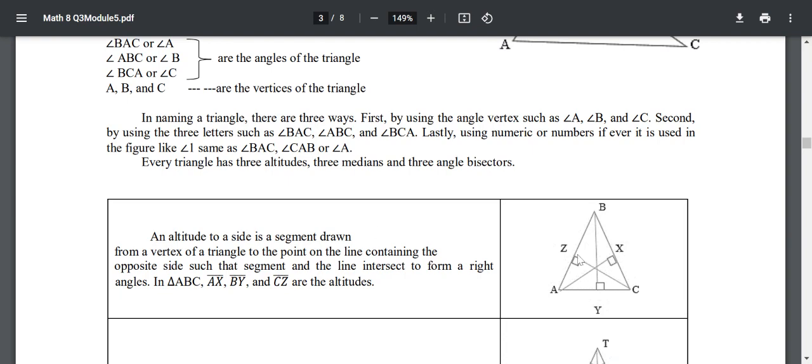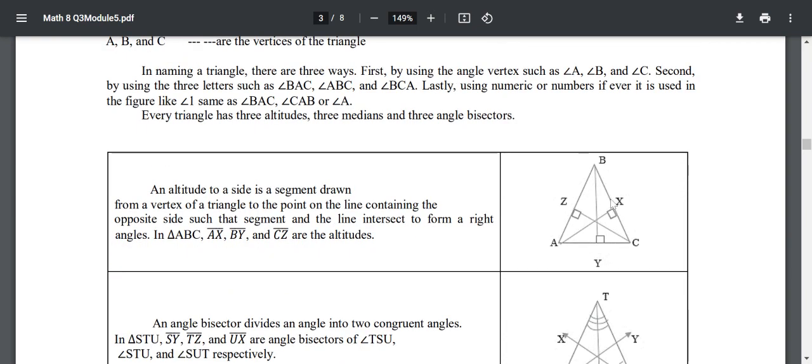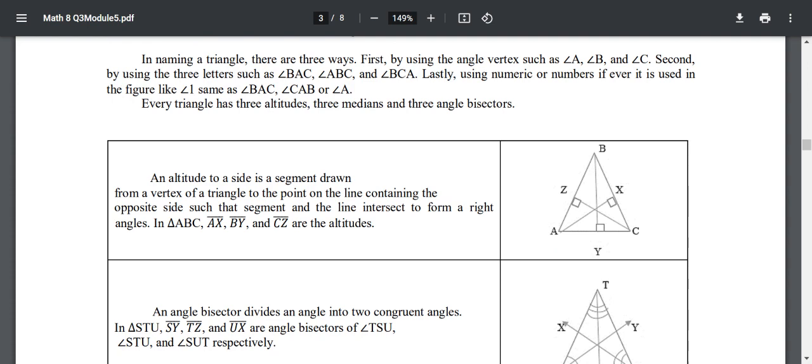We have here an example, triangle ABC again, and these lines are the altitude. An altitude to a side is a segment drawn from a vertex of a triangle to the point on the line containing the opposite side such that the segment and the line intersect to form a right angle. So an altitude goes from a vertex of the triangle to its opposite side, and it must form a right angle.